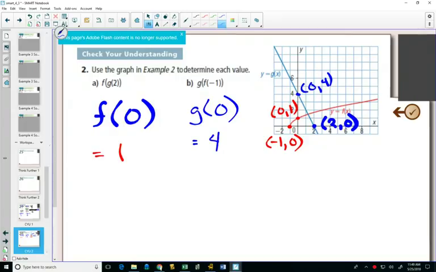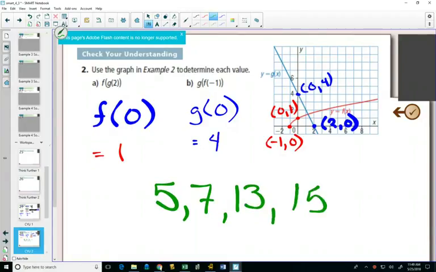Questions for practice on this one are 5, 7, 13, and 15.